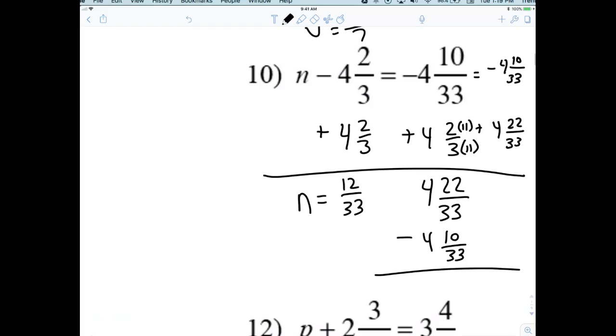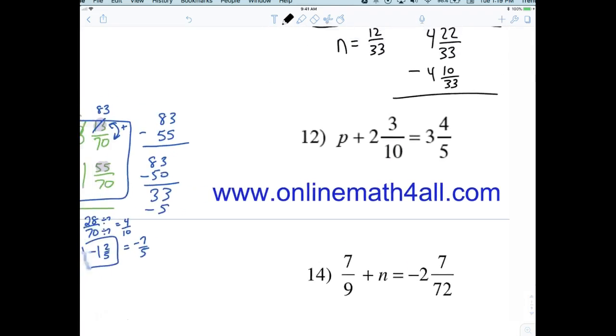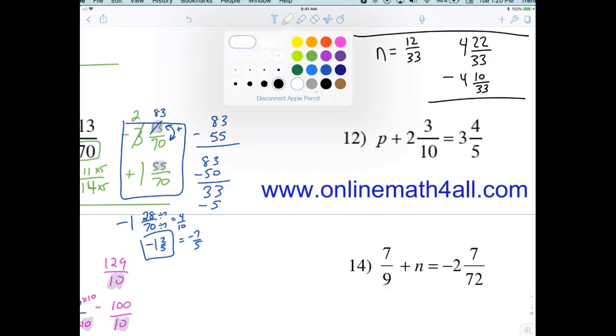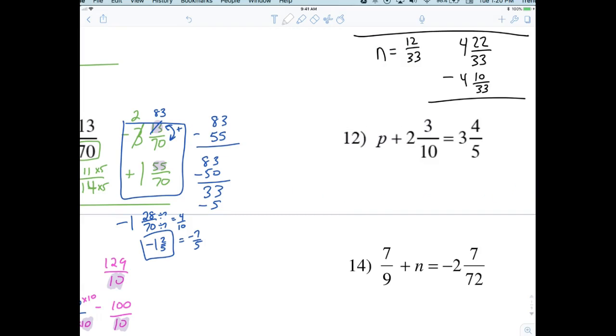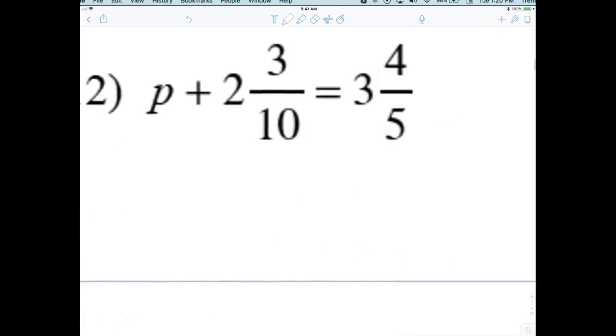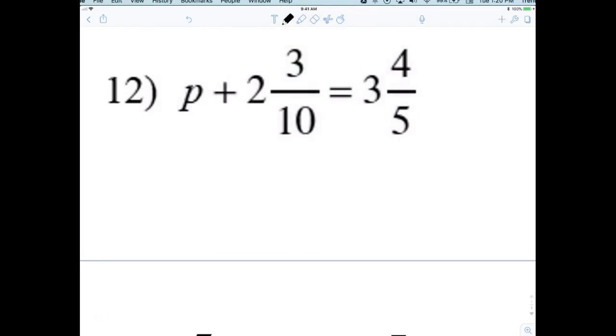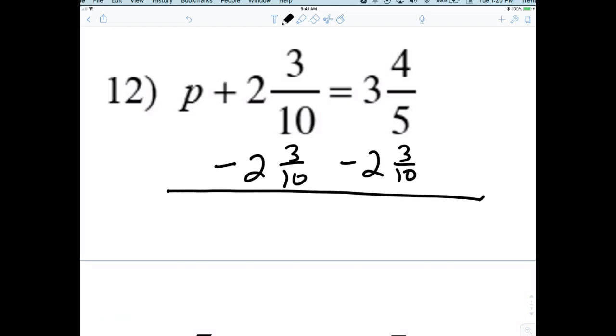All right, here we go. Let's have some more fun with question number 12. Everybody take a look at number 12. Now back to normal. To undo addition, we have to do what? Subtract. So I'm going to put a minus 2 3/10. Carly, you still with me? Yes, sir.